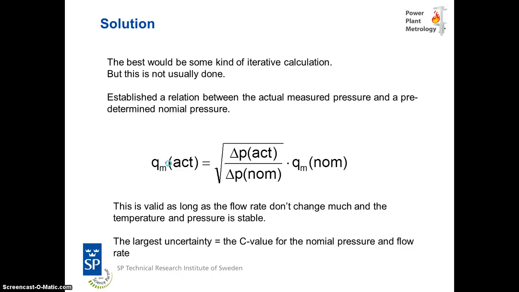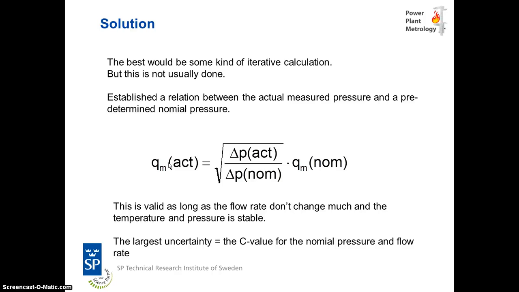So the solution that people are doing is, of course, some kind of iteration, where you guess some flow rate and calculate the Reynolds number, and then go back and forth, or actually do a calibration. But it is really hard to do calibration at the working conditions in the power plant. So you don't have any calibration facilities that can actually do that.